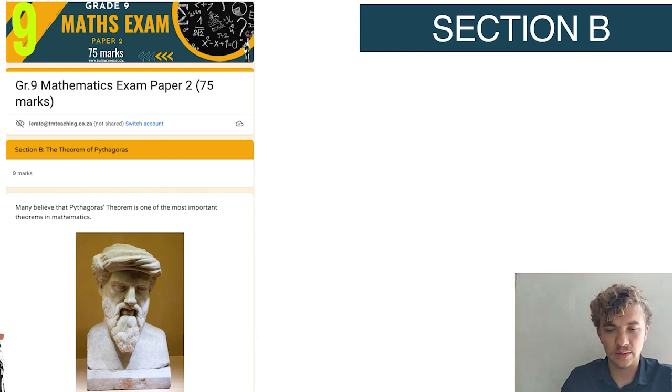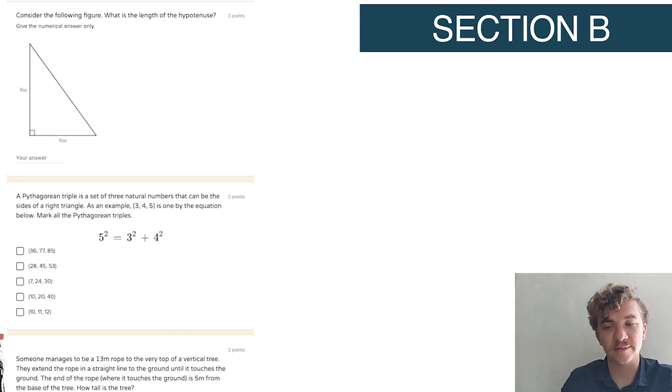Okay, let's start with section B, which is the theorem of Pythagoras. First, they give us an interesting fact about Pythagoras. And then, the first question is, consider the following figure. What is the length of the hypotenuse?